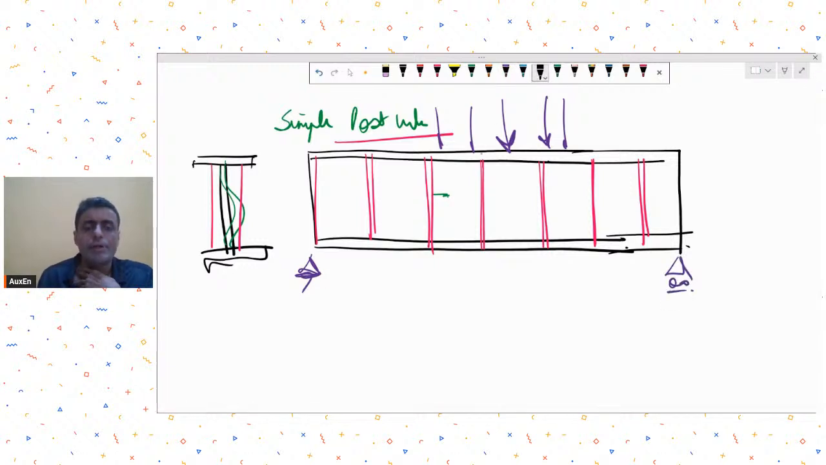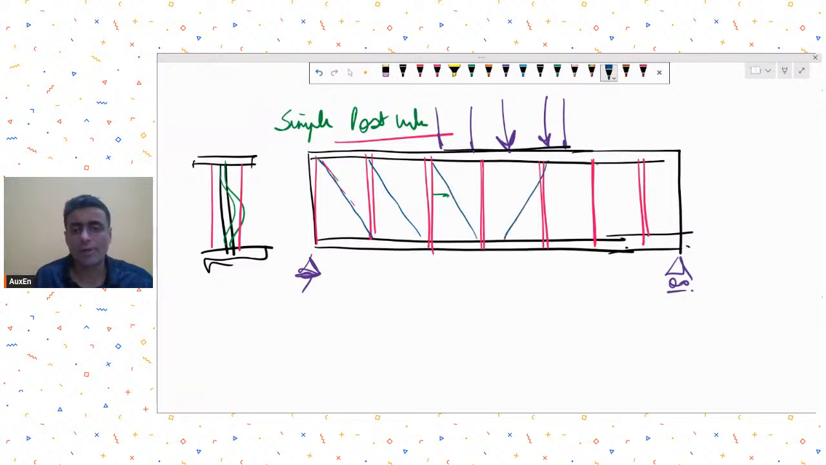So what will happen if I were to increase the load even beyond the web buckling, and this was a case where I had provided intermediate stiffeners. So now what will happen? This will start acting as a truss. So in a truss, what happens? Suppose this was a simply supported truss.